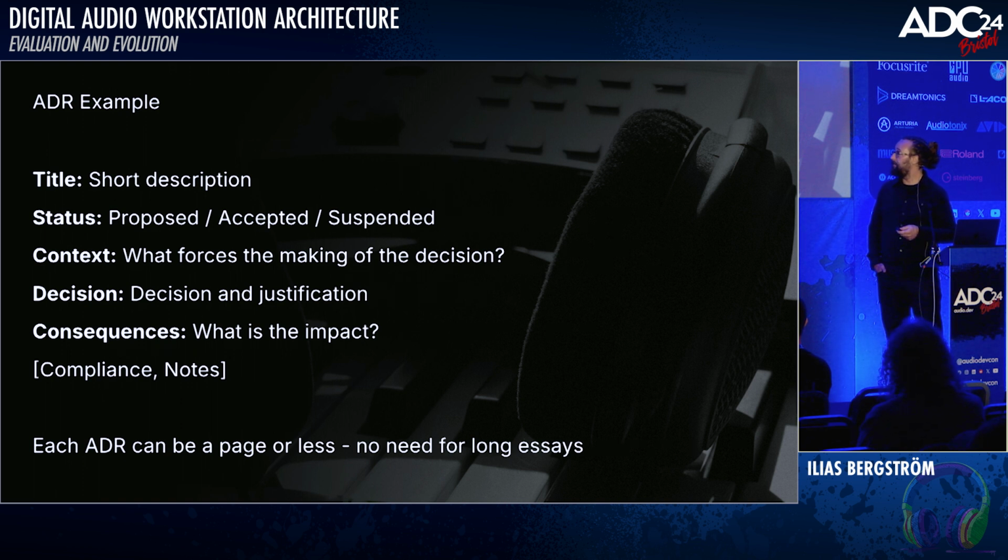So here's a very simple example of what an ADR can be like. You have a title, status, the context, what forces the making of the decision, what was the decision and the justification for it, what is the impact of the decision. You can add a few extra sections, compliance notes, and each ADR can be a page or less. It's not about writing long essays that nobody reads, it's about keeping track of very important decisions.